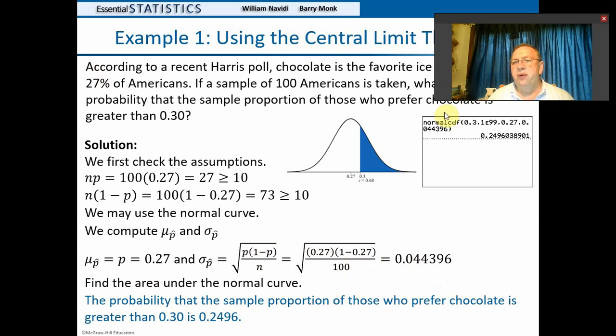That's just going to be 0.044396. And from our technology, here's our left endpoint. I want to know, is it greater than 0.30, greater than 30%? So I want this to be the min, and then all the way out to 10 to the 99, which is basically all the way out here in this tail. Our mean is 0.27, the population proportion, and here's the standard error of the sampling proportions, 0.044396. And that tells us the area, the same thing as the probability, the same thing as the proportion, is 0.2496.